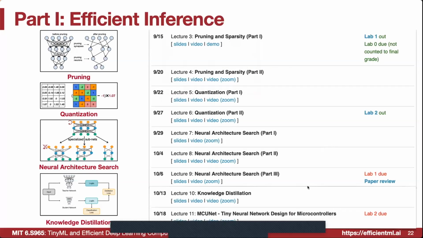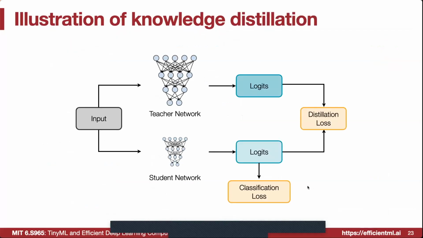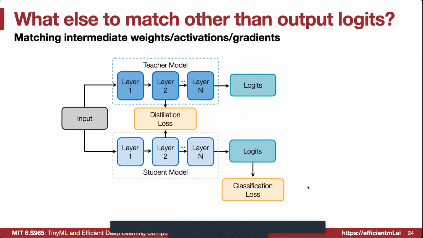Apart from neural architecture search, we also talked about distillation. We have a teacher network, which is usually larger, and a student network, which is usually smaller. We want to teach the student by mimicking the logits. We can not only mimic the logits, but also try to match the intermediate activations or gradients. We can define different distillation losses.